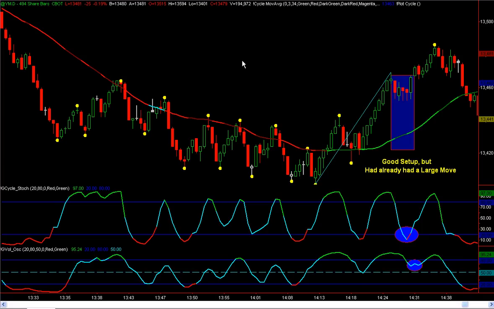And I do have the cycle moving average set to 34 on these charts, not 21. Now, on our normal setups where we use the master indicator and the master key, I do set the cycle moving average to 21. But when I'm trading my old basic method, I set it to 34.